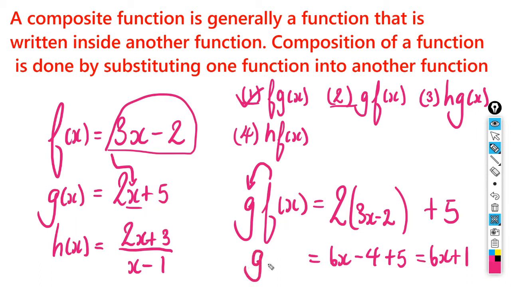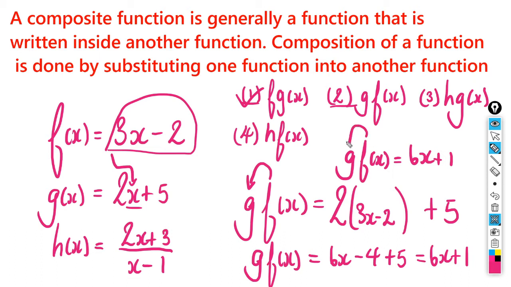Yes, so g of f of x is equal to 6x plus 1. Let me just write that over here. So g of f of x is equal to 6x plus 1, right? Kind of simple, guys. Just put the f inside the g. That's what we did in this case. We put the f inside the g. Kind of simple, right, guys? Nice. So let's move on and do the next one.